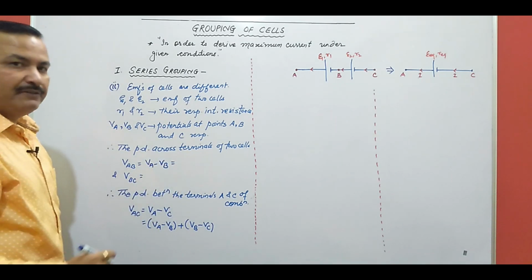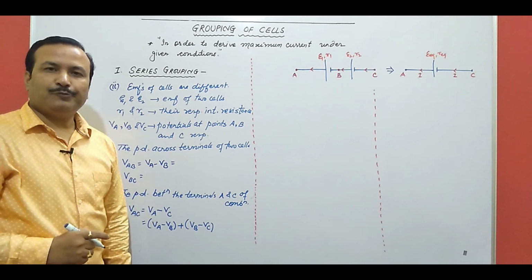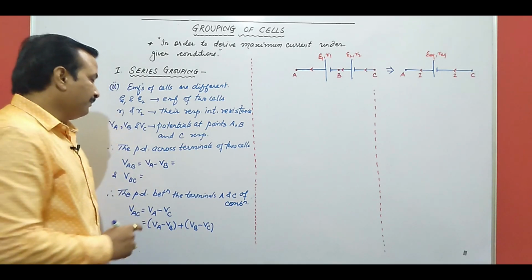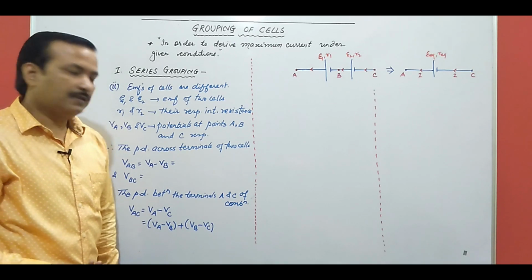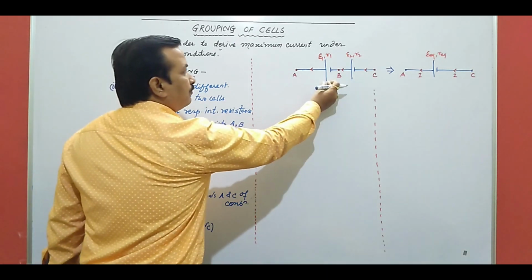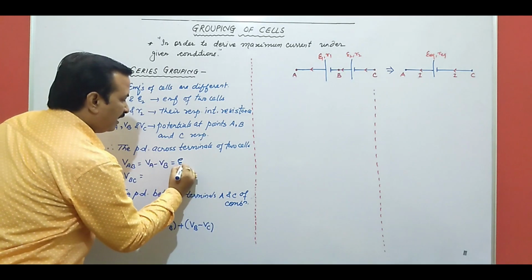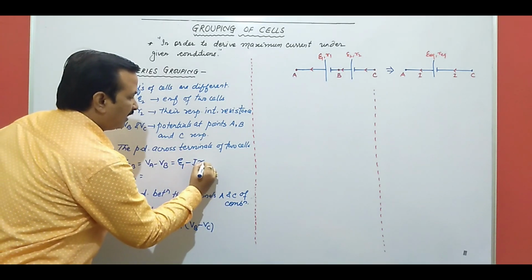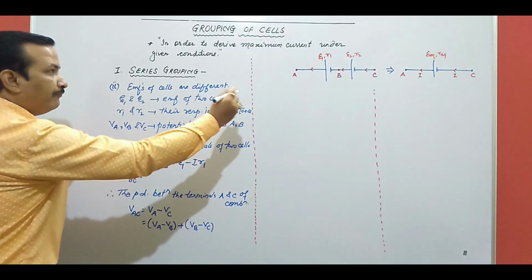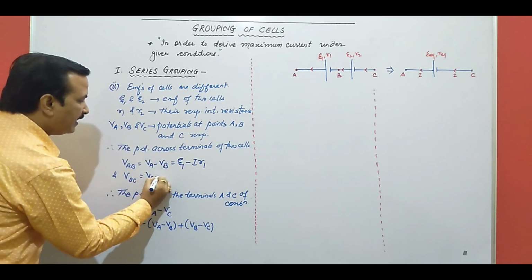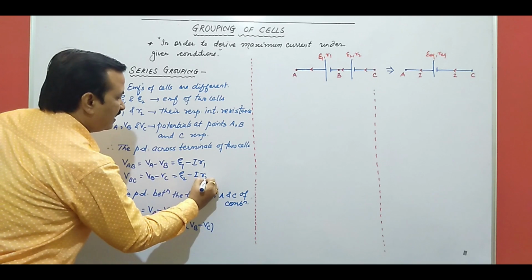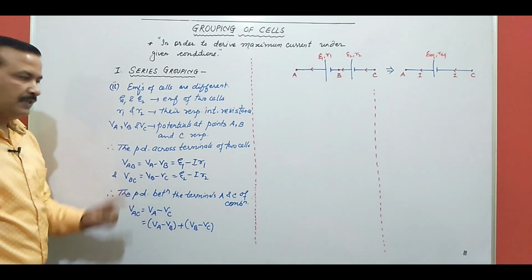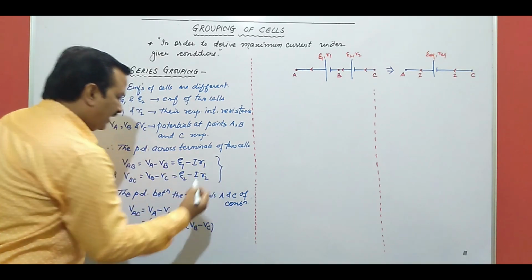And we have derived the relation in the previous video. You please go through it, watch it. Potential V is equal to E minus IR. So there is first cell, so E1 minus IR1. Similarly for VBC we can write VB minus VC equal to E2 minus IR2, right? We will substitute these values.